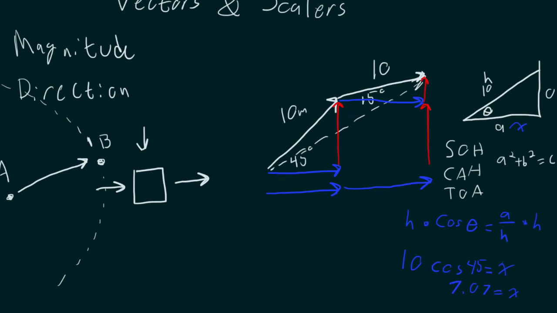Okay, let's do the same thing for y. My y is going to be using the SOH. So it's going to be the hypotenuse times the sine of theta will give me the opposite side. So I can say 10 times the sine of 45 gives me my y. And sine of 45 and cosine of 45 are equal to each other, so this is going to be 7.07 as well. Now I can do that for my 15-degree angle.